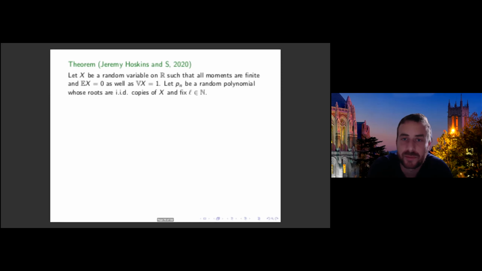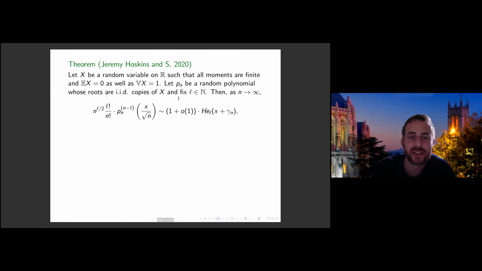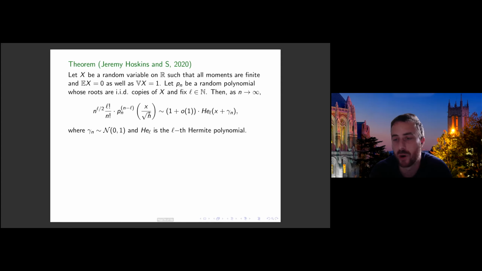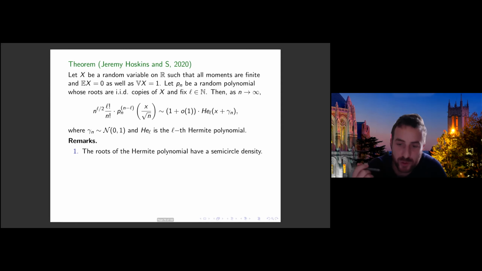So the formal statement would be that if you rescale it properly, if you zoom into the proper length scale, then it converges to a random shift, where gamma n is a normal distribution. It converges to a random shift of the alpha Hermite polynomial. And of course, Hermite polynomials have a semicircle density, and this explains why there are semicircles at the end, because what we're seeing are the roots of things that are approximately Hermite polynomials.